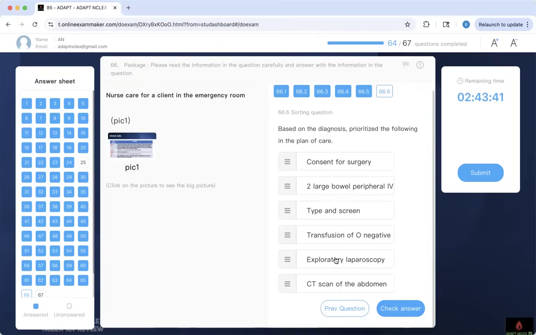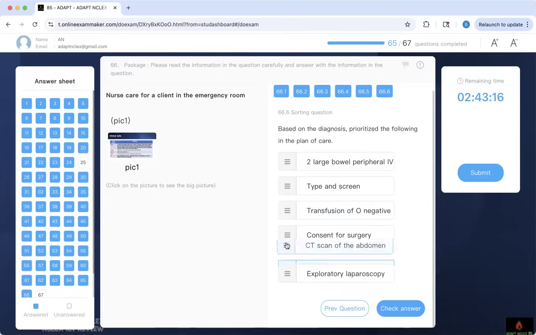Based on a diagnosis, prioritize the following in the plan of care. We know this is ectopic pregnancy. If it's that, I have to give you 2 large bore IVs because you're going to be in shock. I'm going to type and cross you in order to get more blood available. What else do you think you should do? We should give you the blood because you are in shock.